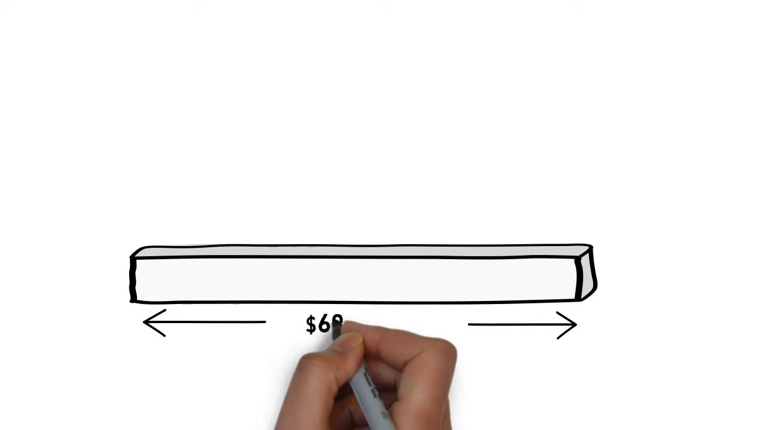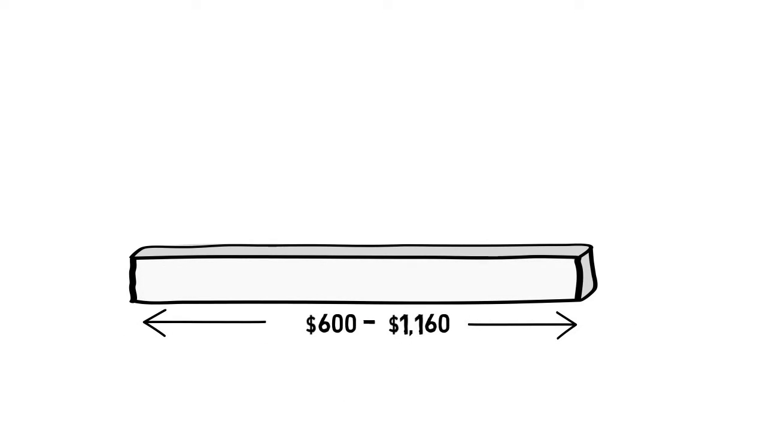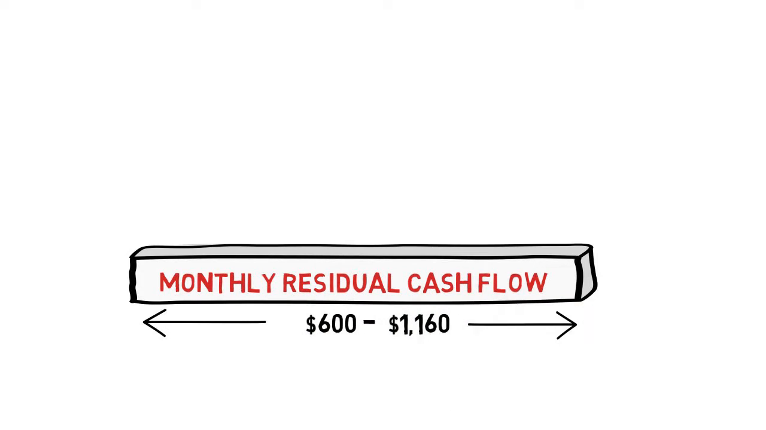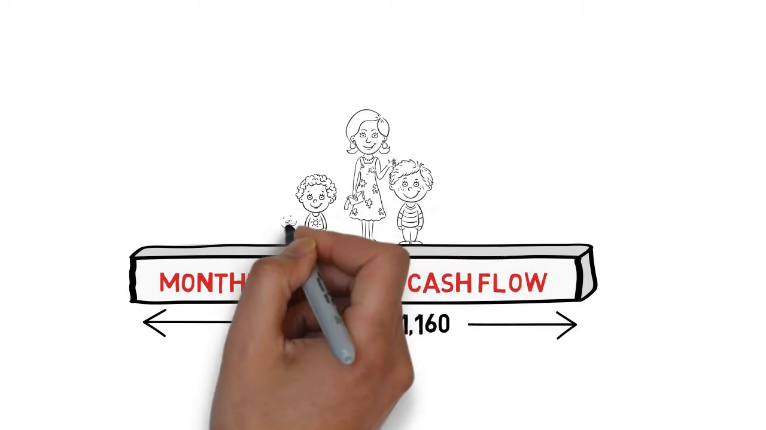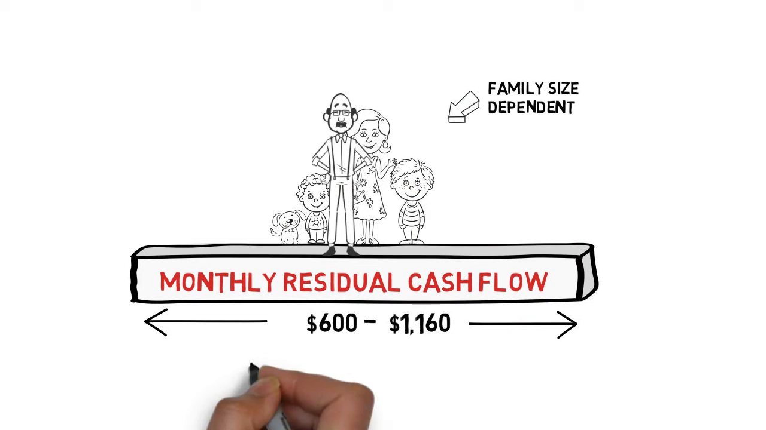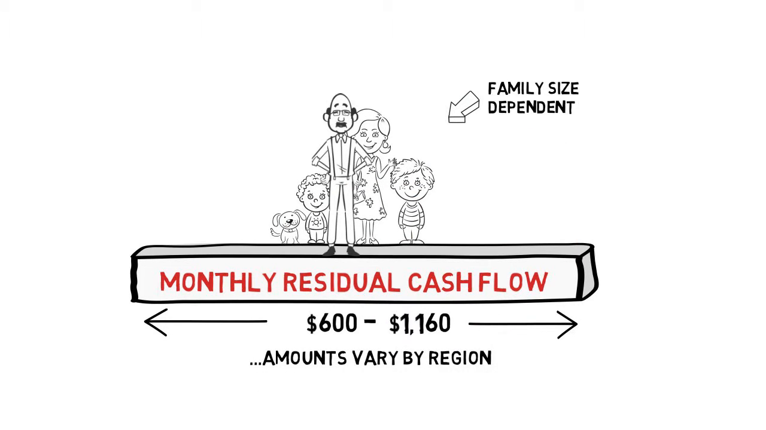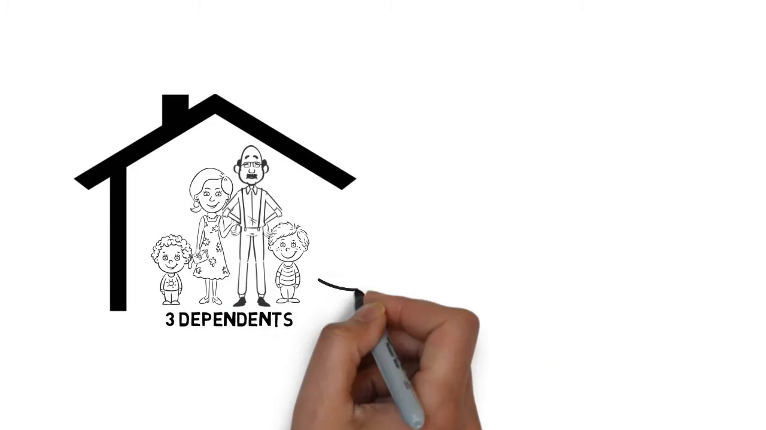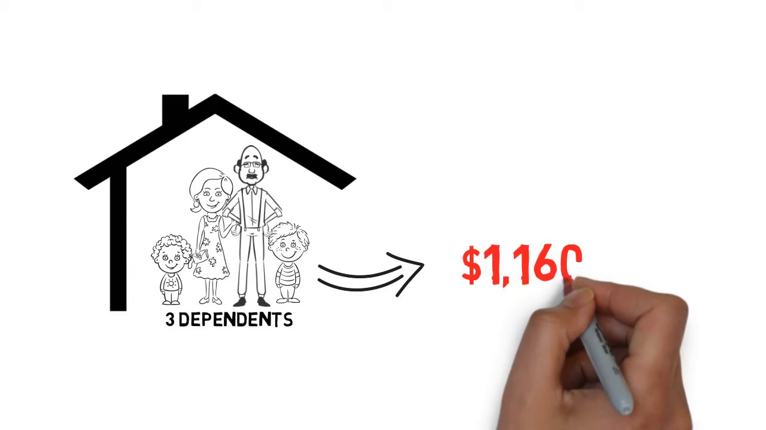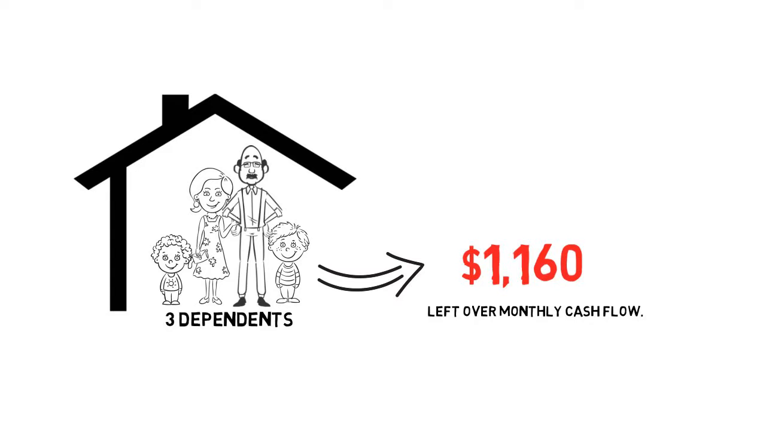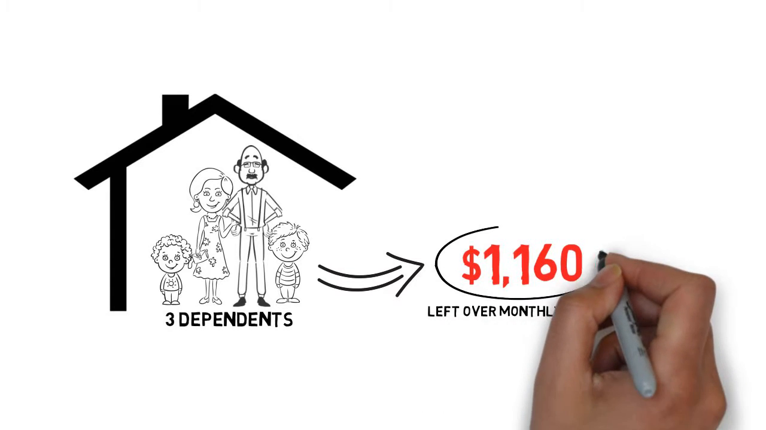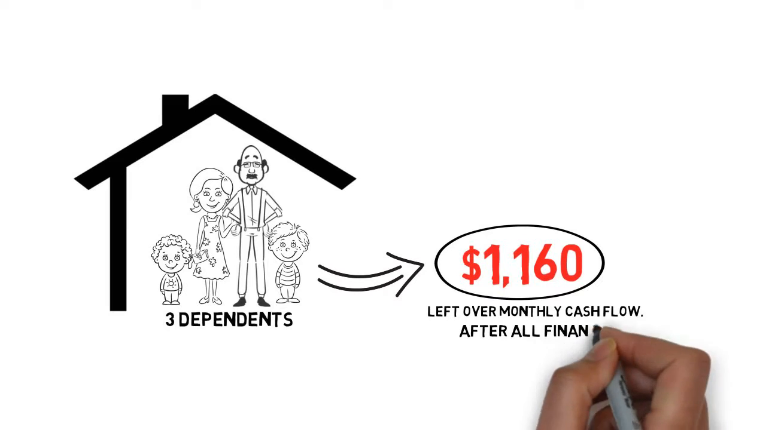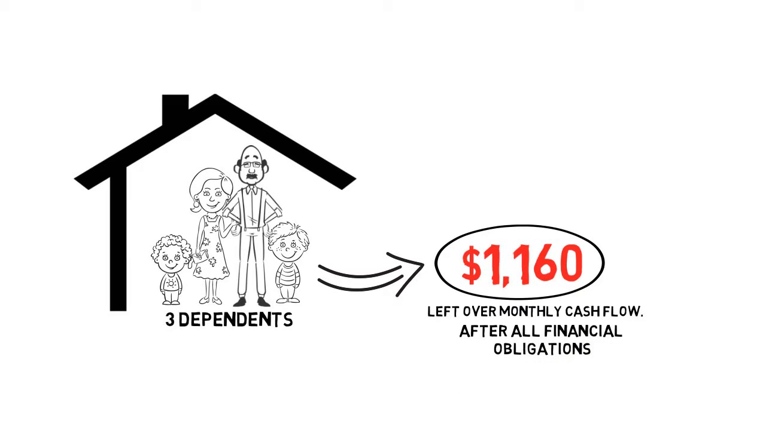In general, you must have between $600 and $1,160 of monthly residual cash flow, depending if your family is from 1 to 4 or more in size, and amounts do vary slightly depending on the region you live in. For example, if you have 3 dependents living in the home with you, then you would need to have approximately $1,160 of leftover monthly cash flow. This would be the cash flow left after all your required debt repayments have been made, and you have set aside the monthly estimate of all property charges, such as insurance or property taxes.